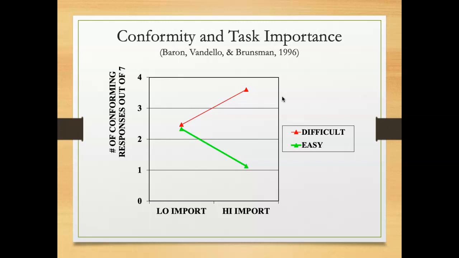It's a hard task, so there's lots of ambiguity. It's not easy to do. It makes sense to conform more because you need the information that others can provide. Now, the information is wrong, but it's a difficult task and that's not clear. So if it's a very, very important task, we may conform even more than if it's a very trivial task. An interesting, somewhat counterintuitive finding. So study this interaction between difficulty and importance and its role in conformity.